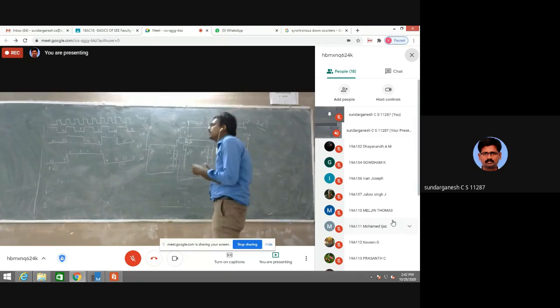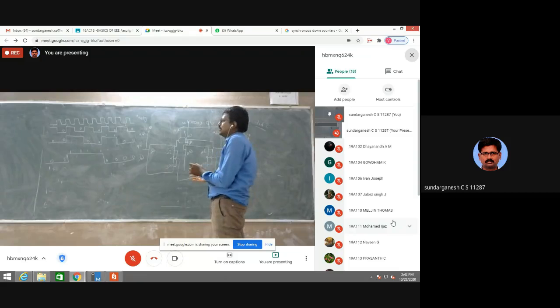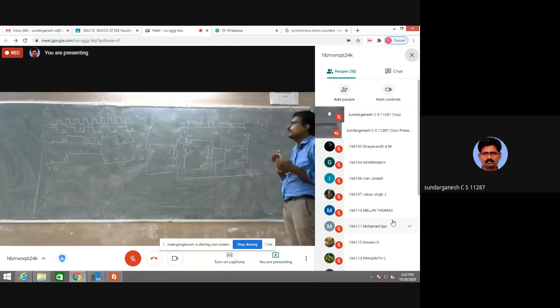Here also you get the same states that we get in the asynchronous counter, but the circuit connection is different. There is no delay happening in this counter. In the asynchronous counter, there is a delay happening. Here there is no delay in the synchronous counter. That is the advantage of the synchronous counter.